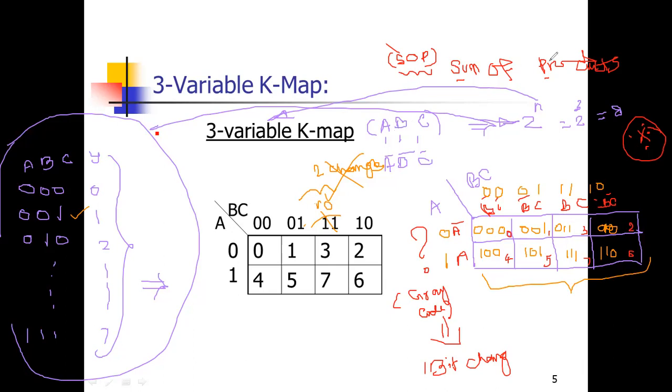So what are the things you should keep in your mind? Since it's a 3 variable map, the number of cells required for the Karnaugh map is 2 power n, that is 2 power 3, that is 8 cells. That is the mapping here: one variable on one side, and the other two variables on the other side. You can also draw it another way, which we will discuss now.